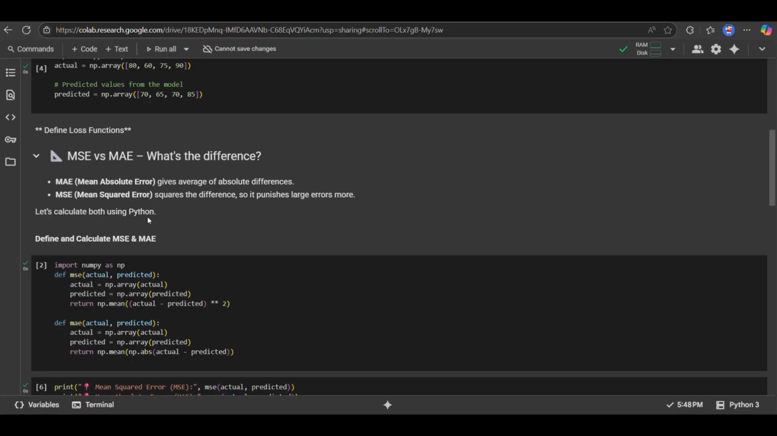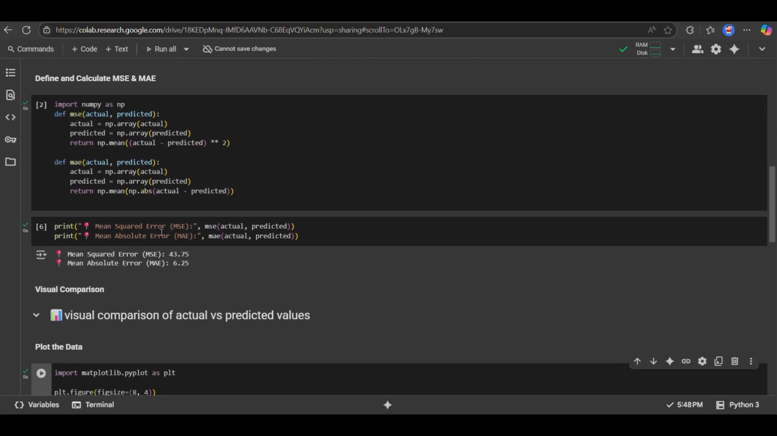So first, let's define the loss functions. Here we have taken MAE and MSE. MAE, which is mean absolute error, simply takes the absolute difference between each predicted and actual value and gives the average. Mean squared error does something similar, but it squares the differences before averaging. This means larger errors are punished more in MSE.